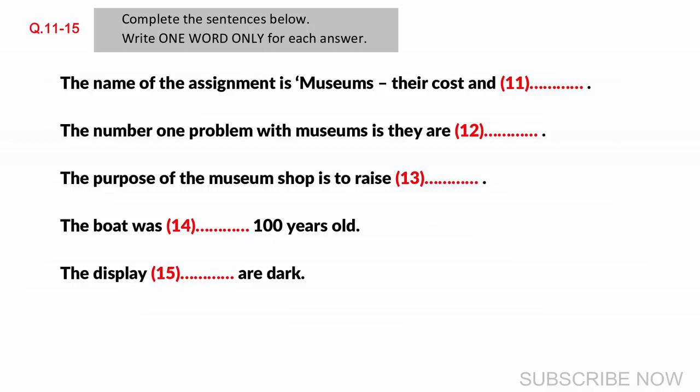Hello, Tom. Hello, Anne. What have you been doing? Oh, just sitting around, catching up with some reading. I've had a great time. You know we're doing this assignment on... what is it? Museums, their costs and benefits. That's right. Well, I've been to the Sandgate Museum.